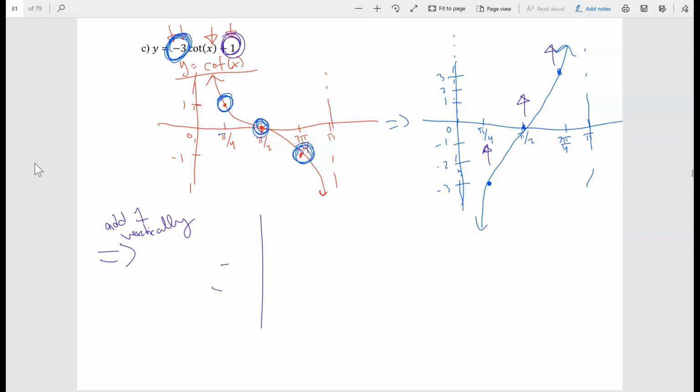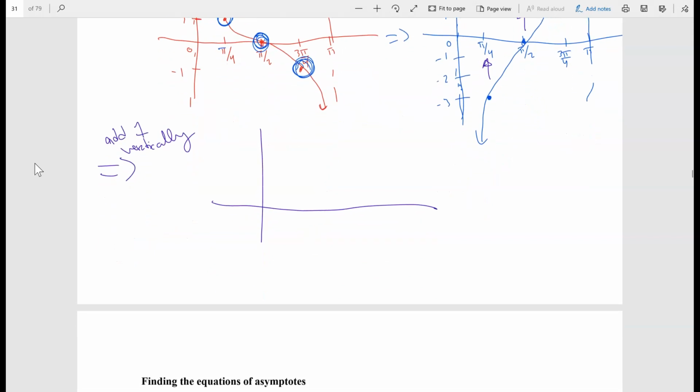Okay, so now this guy before was -2, -1, 1, 2, 3, 4. So these guys are not going to change. Pi over 4, pi over 2, 3 pi over 4, and then pi. So the asymptotes are still the same. Okay, now everything is just shifted up 1 unit.